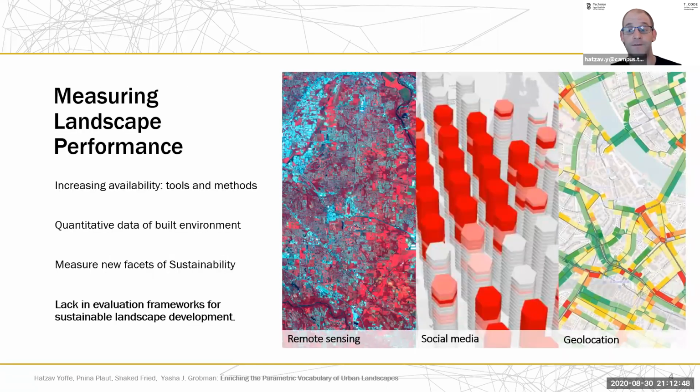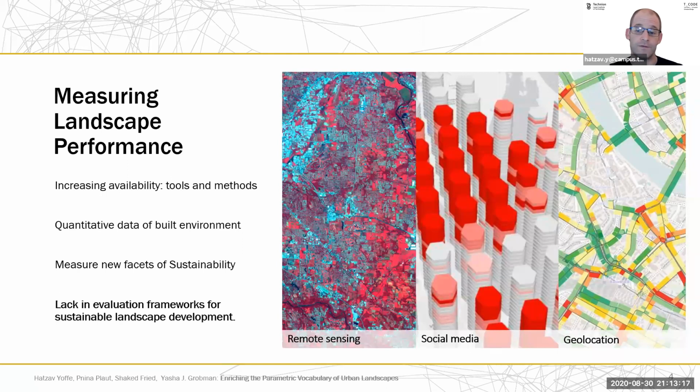Recent advancements in the field of data science and smart cities pose new opportunities for measuring the performance of urban landscape. Available tools and methods utilize directed, automated, and sensor data like remote sensing, wireless networks, and cell geolocation data to inform urban planning and design analysis. Quantitative data of the built and natural environments can be manipulated using computation methods to measure new facets of sustainability.